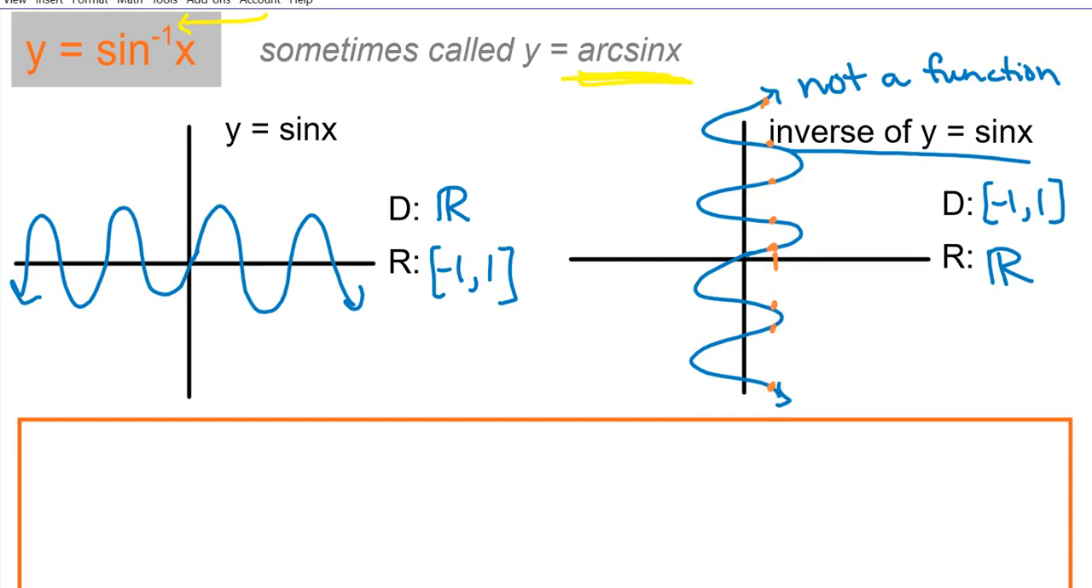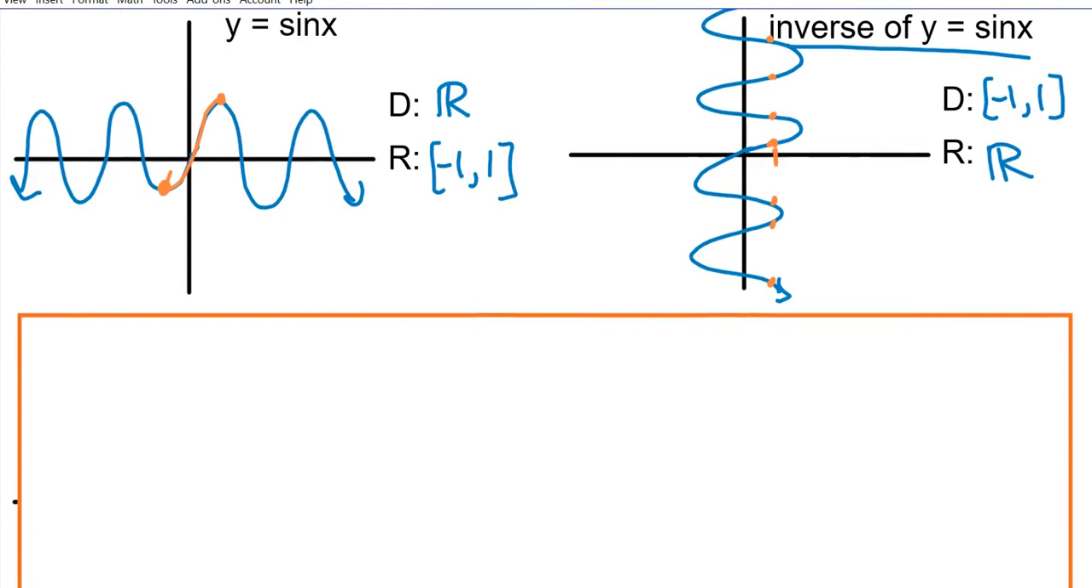Well, what we do is we just use a piece of the sine graph. We restrict it to a smaller piece, a piece that would pass the vertical line test if you were to switch it around. And so for this particular graph, we take this little piece right here, and we reflect that across the line y equals x to get the inverse function. So what piece is that? Well, if you're working in radians, this x value is -pi/2, and this x value is pi/2. If you're working in degrees, that would be -90 degrees to 90 degrees.